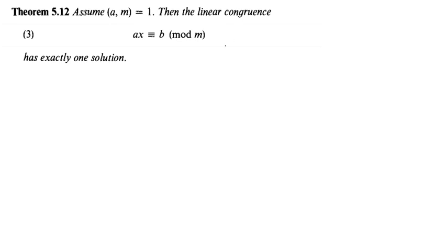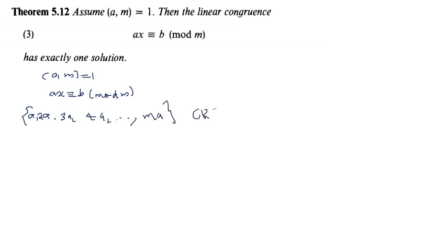Theorem. Assume GCD of a and m is 1, then the linear congruence ax congruent to b mod m has exactly one solution. So given that GCD of a and m is 1, consider the congruence ax congruent to b modulo m. And in the previous class we already noted that the set a, 2a, 3a, 4a, etc., ma is a complete residue system modulo m if GCD of a and m is 1.